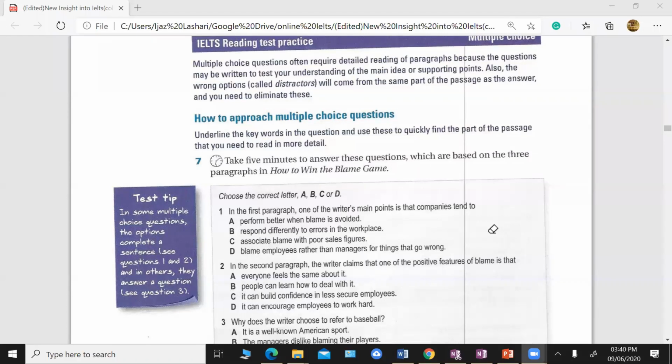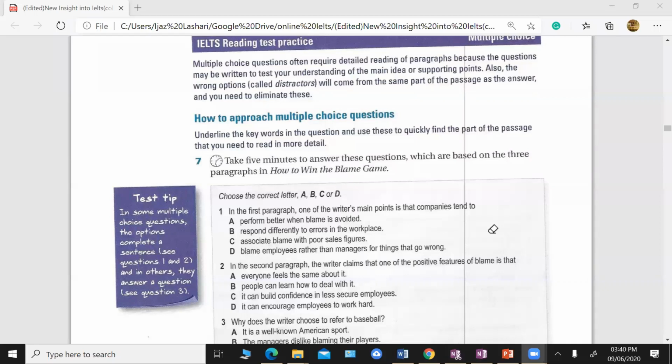Okay, main idea must be from that paragraph. Yes, he's talking about that paragraph or article or the main thing which is mentioned in the passage. Yes, main idea must be from the paragraph. That's right. Okay.